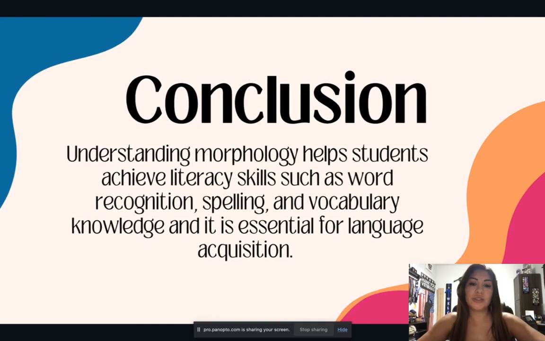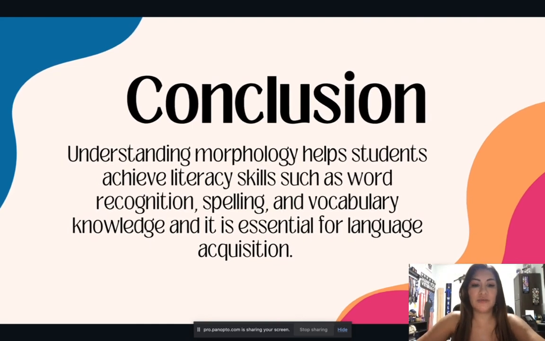Conclusion. Understanding morphology helps students achieve literacy skills such as word recognition, spelling, and vocabulary knowledge, and it is essential for language acquisition.